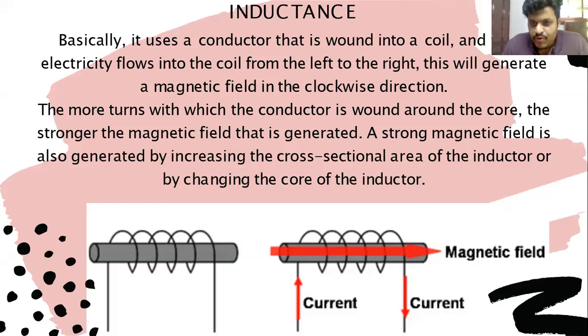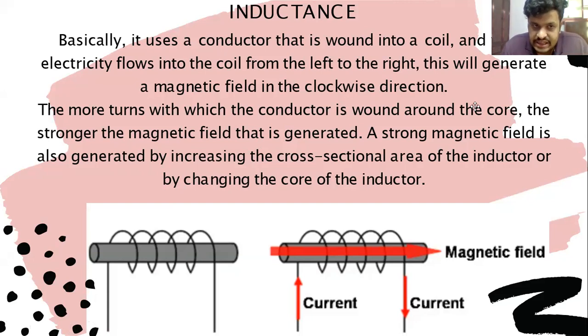Now coming to the principle of inductance, how this inductor is working, that we need to know. Basically, it uses a conductor that is wound into a coil. As I already told, it is a conductor, that means a copper wire wound around a core.